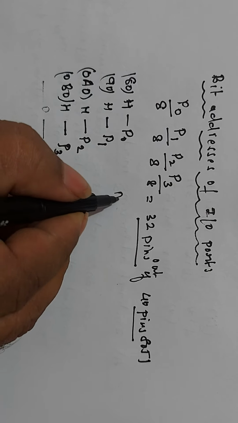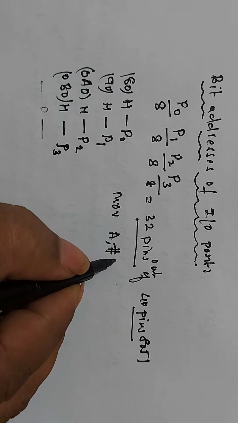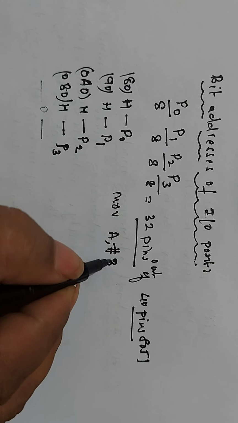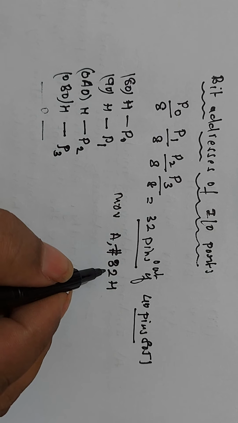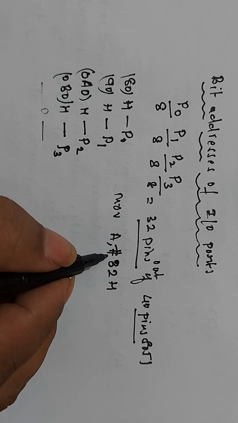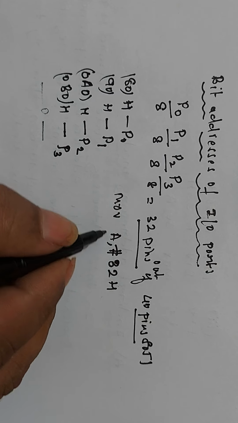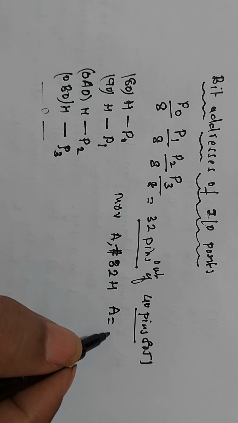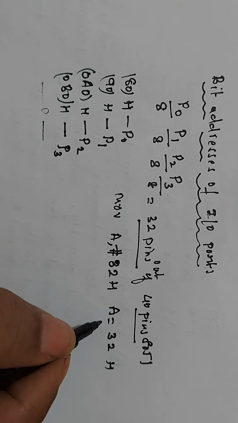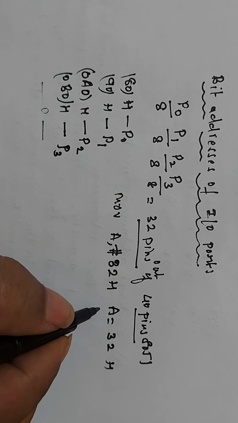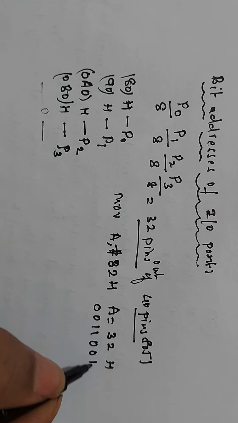I will take one example. MOV A, #32H, that is 32H hexadecimal number. Hash represents immediate, the number is directly copied to A. Now the register A contains the number 32H. What is 32H? 3 means 0011, 2 means 0010.